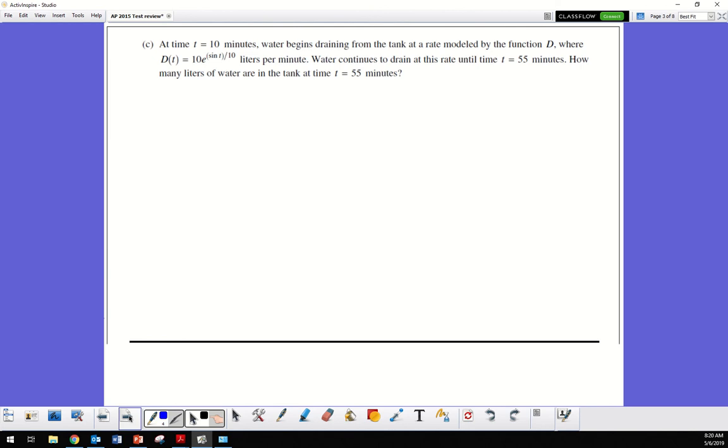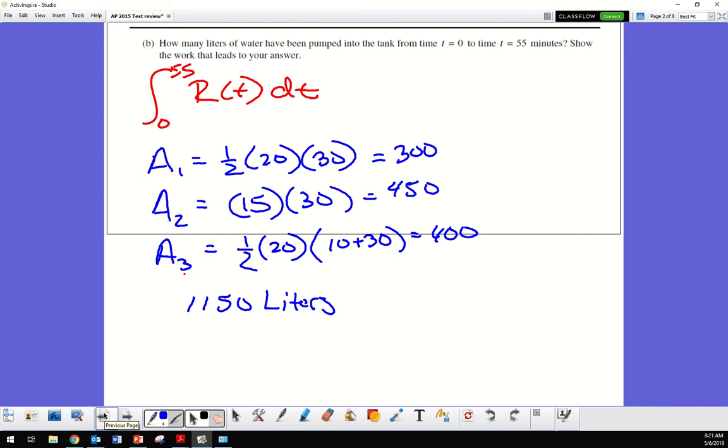Now, we have water going in, we have water going out. Water going in is R. Water going out is D. So it would be to try and find the total amount that is going to be in there, right? So in the previous problem, didn't I already find how much went in? Yeah, we found out how much went in the previous problem. So that means that I need the answer from this one right here.